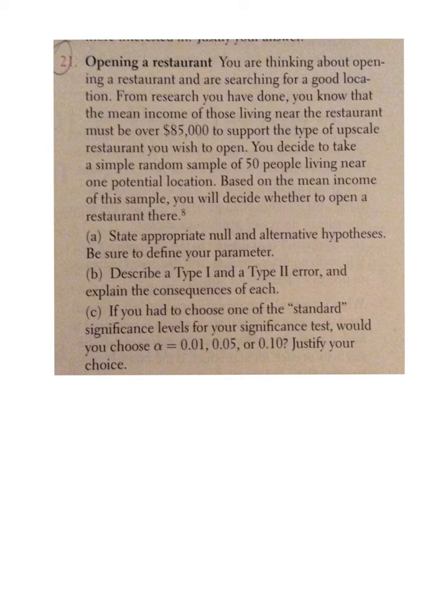Okay, so you're opening a restaurant, and the mean income, the average income of the people around the restaurant has to be 85,000. So remember, you always start with the null hypothesis is always equal to something. So the average income is going to be equal to 85,000. Now, in the problem it says it has to be at least 85,000. So what we want to do is really prove that the income is higher than 85,000.